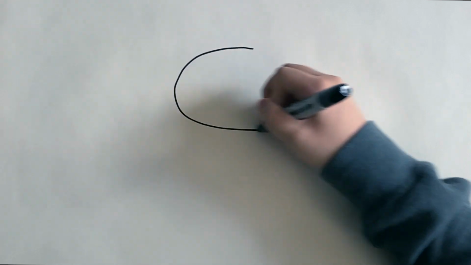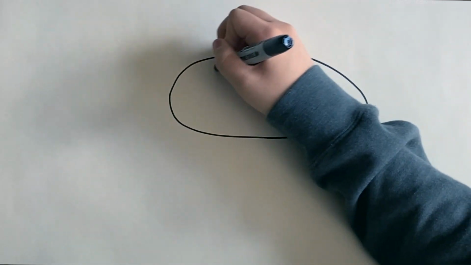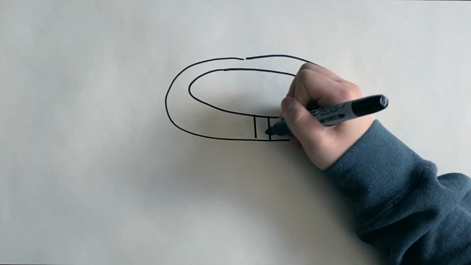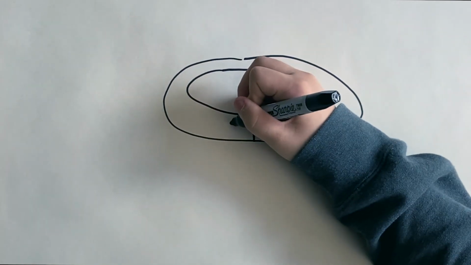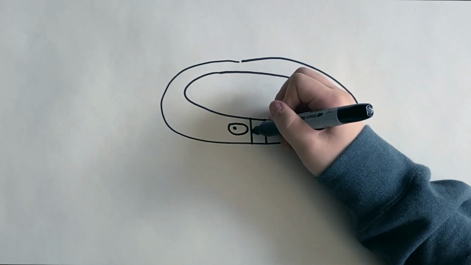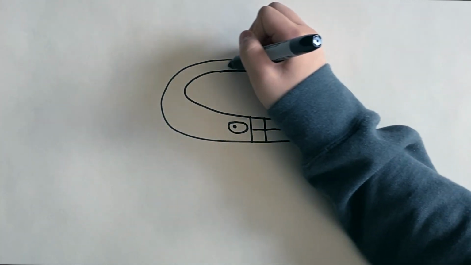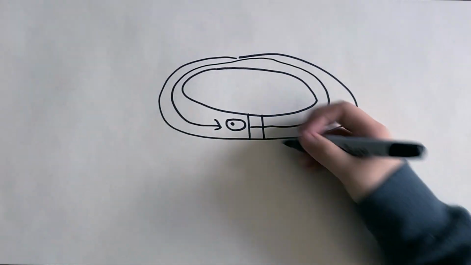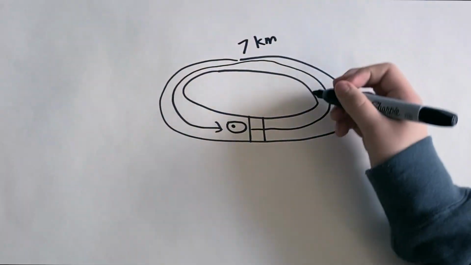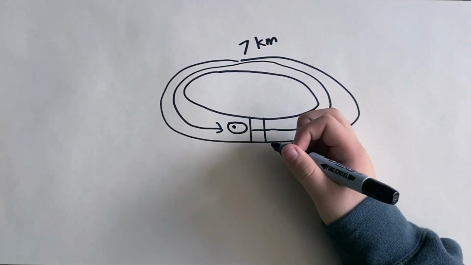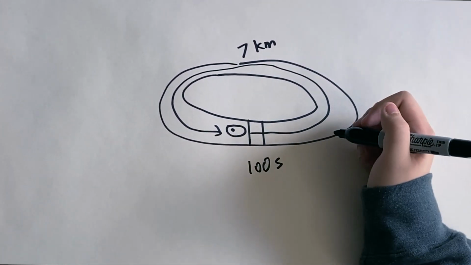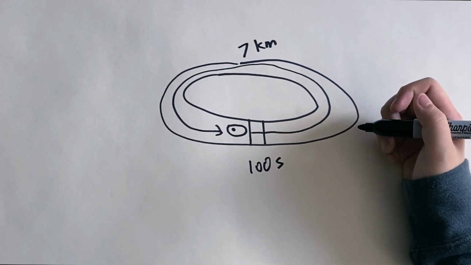Let's say there's a racetrack. This is the starting and finish line. There's a race car here and a race car driver. So let's say he travels one lap around the course, which is 7 kilometers. When he comes back, he realizes that he completed that lap in 100 seconds. So what was his speed and what was his velocity?